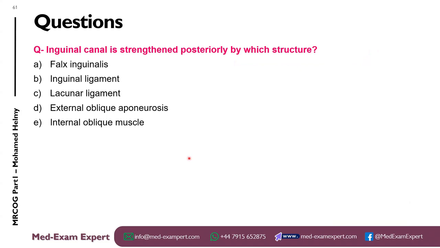The inguinal canal is strengthened posteriorly by which structure? Yes, by the conjoined tendon or the falx inguinalis. Yes, that's correct.